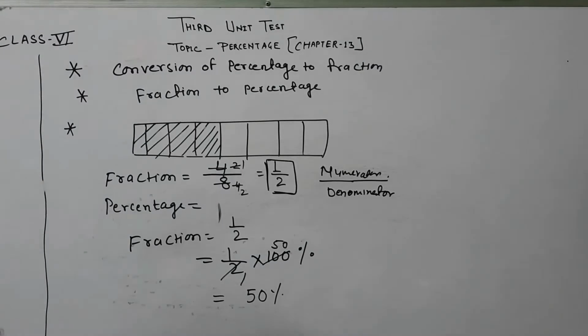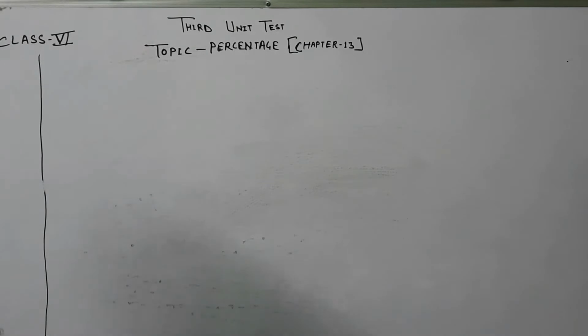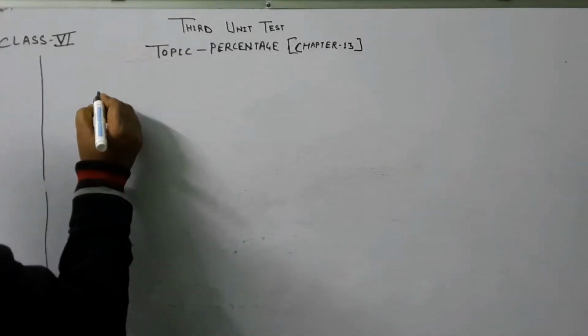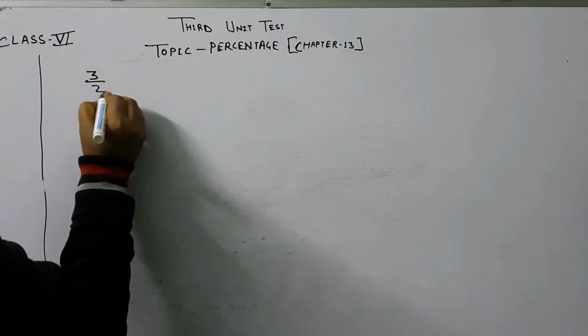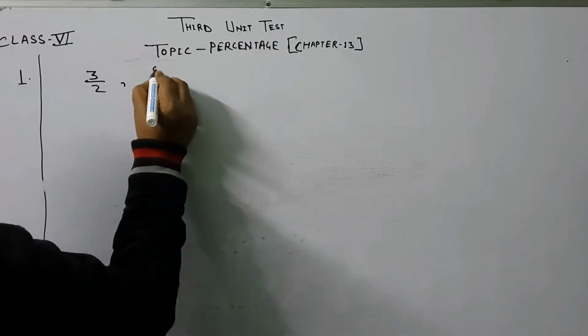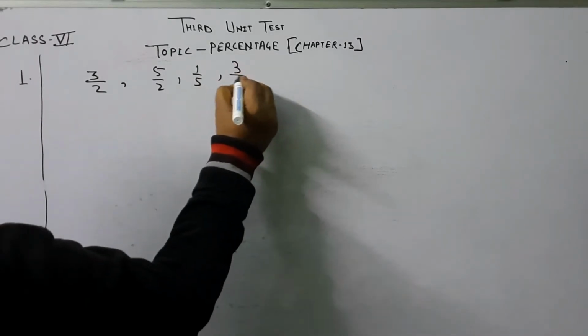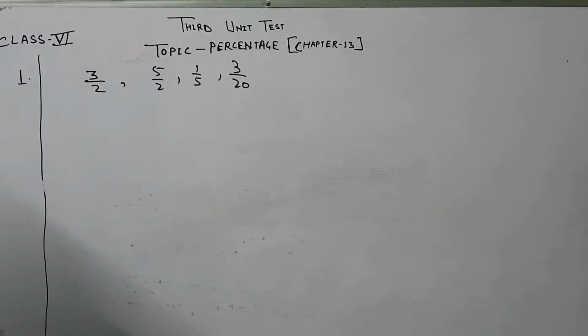Okay, so students, come and see the exercise. The first question is here: change the following into percentage. Some fractions are given: 3 by 2, 5 by 2, 1 by 5 and 3 by 20. Some fractions are given here and you have to convert them into percentage.